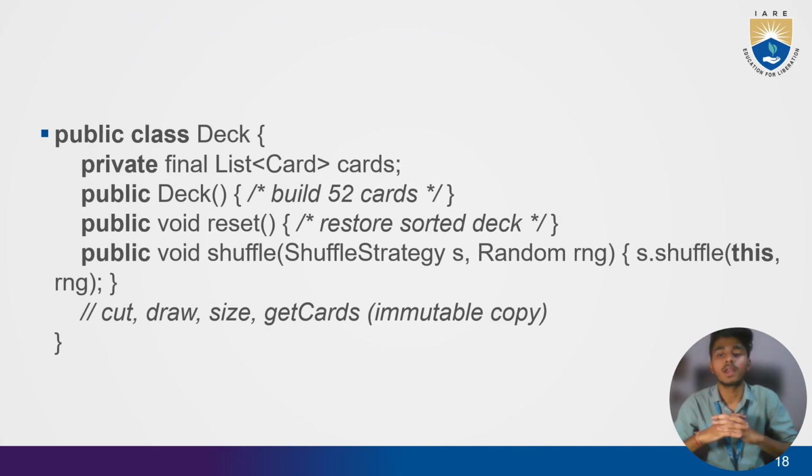Deck holds the collection of card objects and offers operations. The constructor builds 52 cards in a sorted order. Reset restores the sorted state. Shuffle takes a shuffle strategy S and a random RNG. Cut, draw and size, and a getCard method which should return an immutable copy or an unmodifiable view.